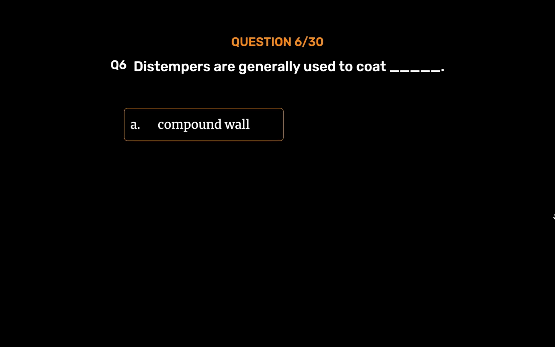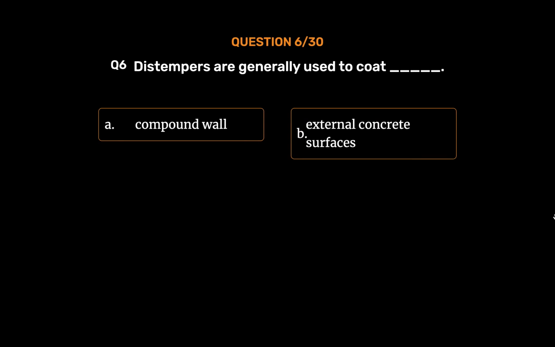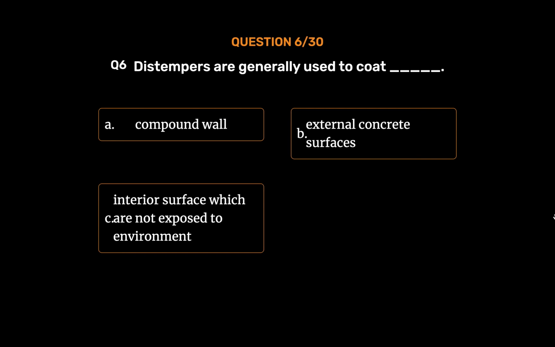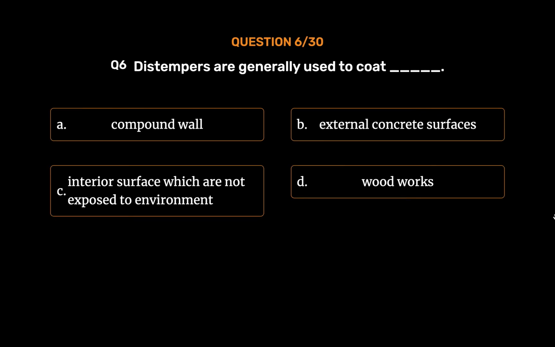Option A, compound wall. Option B, external concrete surfaces. Option C, interior surface which are not exposed to environment. Option D, woodworks. The correct answer is Option C, interior surface which are not exposed to environment.